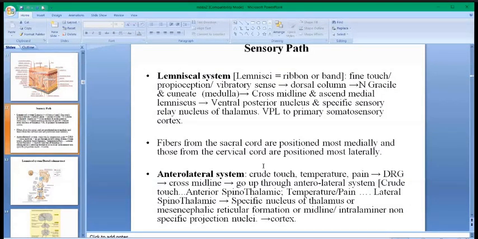Now, lemnisci means ribbon or band. This word lemnisci is a Latin word which means ribbon or band. So many bands of nerve fibers are going, and that is why it is called lemniscus or lemnisci. And this is for fine touch, proprioception, and vibration sense.